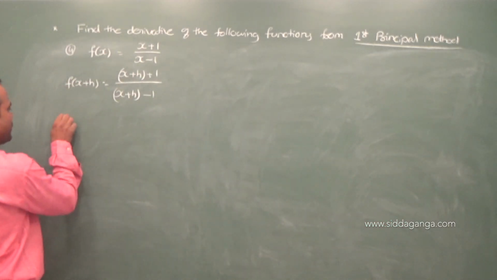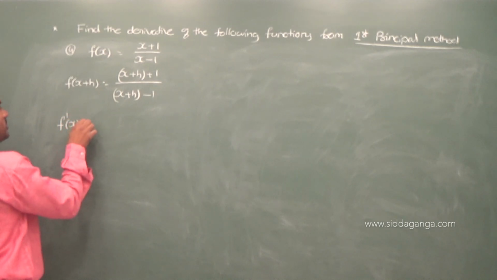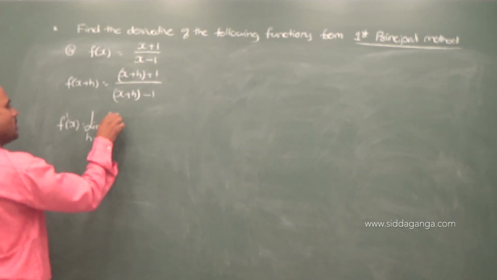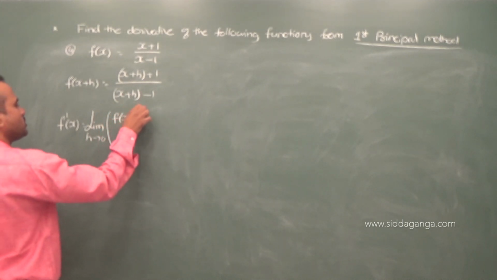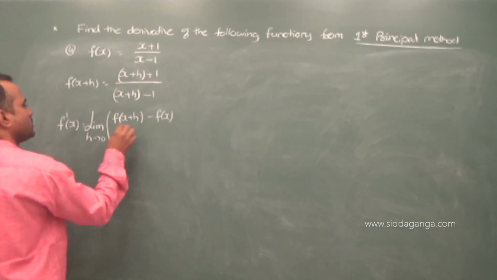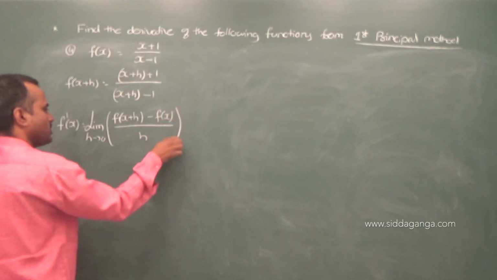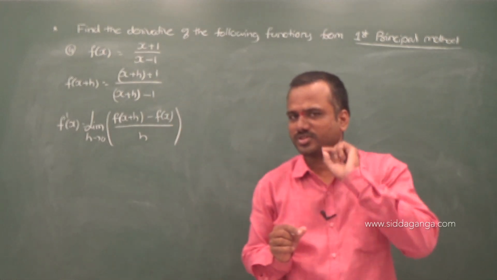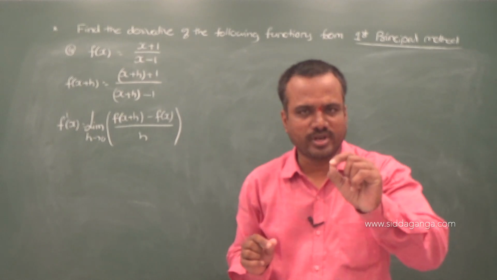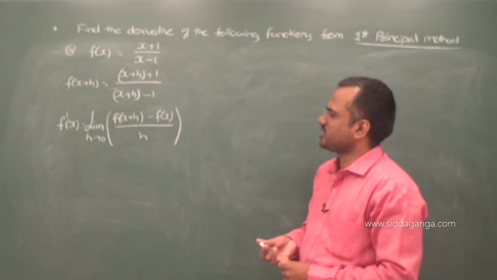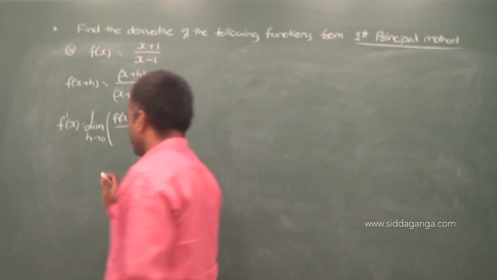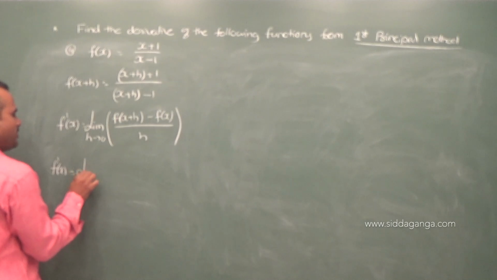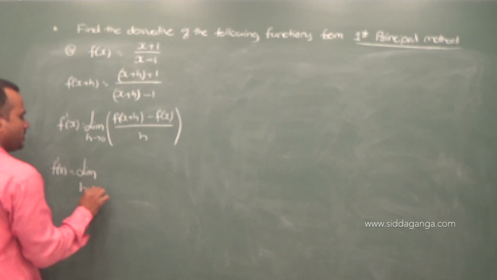So we know that. Write the formula. f dash of x is equal to limit h tends to 0, (f of x plus h minus f of x) whole divided by h. You remember this formula. It is a very important formula.